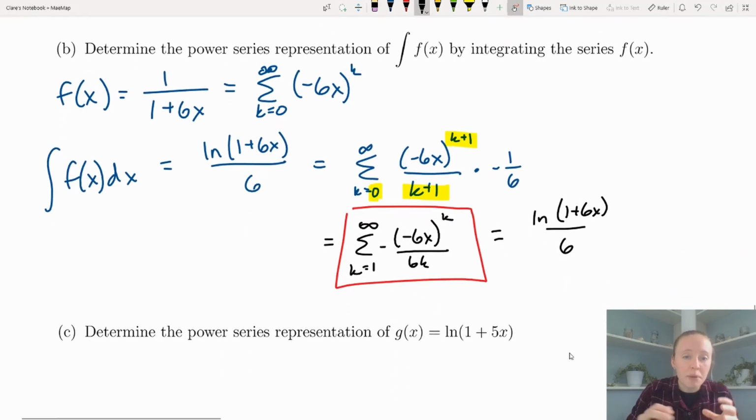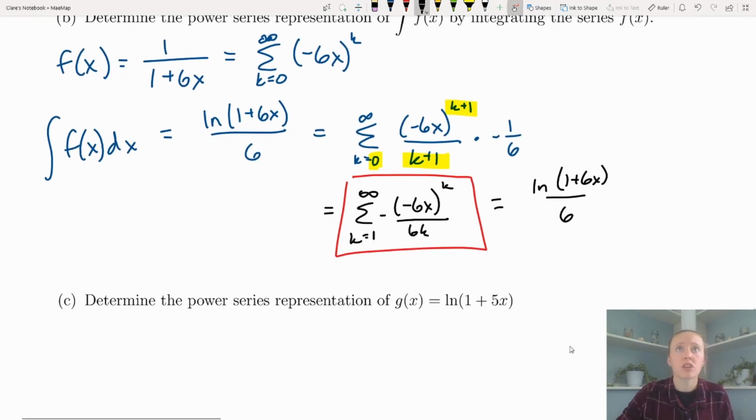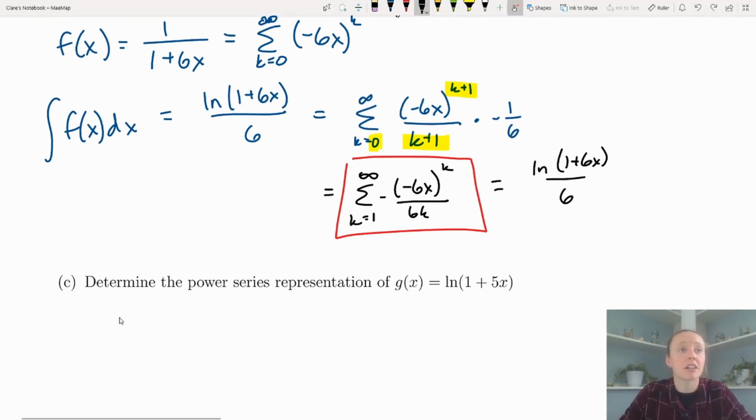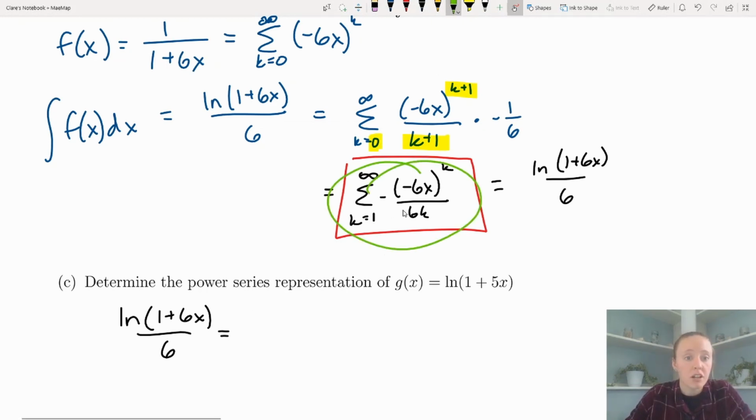But for now, let's extrapolate a little bit further on this and determine the power series representation of some new function, the ln of 1 plus 5x. Well, the ln of 1 plus 5x looks really similar to the ln of 1 plus 6x over 6. When we have x values that make our series converge, the ln of 1 plus 6x all over 6, that's going to be equal to our series from above. But what I'm going to do is pull out that negative 1/6 out in front, just leaving my variable and my k values inside.